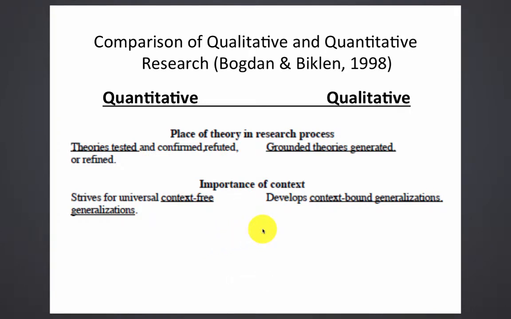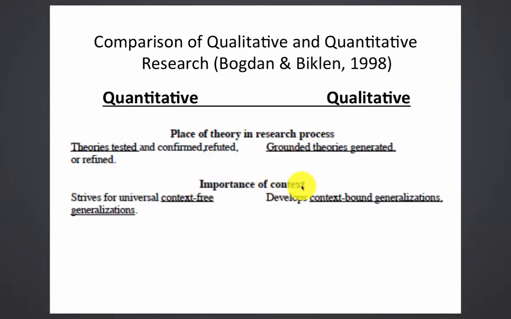Qualitative and quantitative can also be described in terms of the way theory is placed in the research process. So theories are tested and confirmed. So we start with theories in quantitative research. We add to them by building in new variables, but we are oftentimes starting the process with a theory to test. Whereas in qualitative inquiry, we are potentially building that theory. We're generating it.